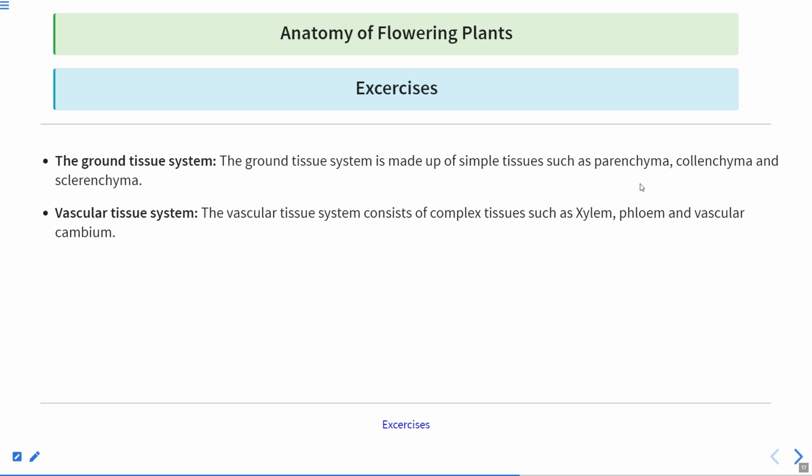Now, there is another modification in the case of aquatic plants. This parenchyma has large air cavities in between, and that is called aerenchyma. The air gets filled in these cavities, makes the plant very light, and the plant can float on the surface of water. So this is what we see in the modification of the parenchyma.